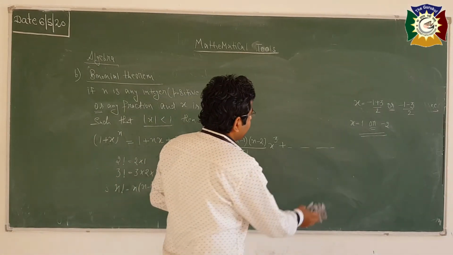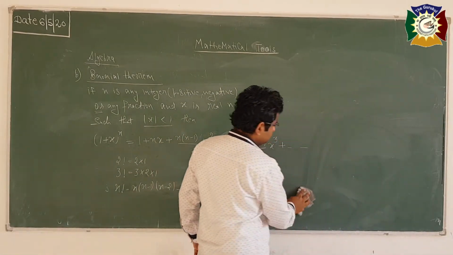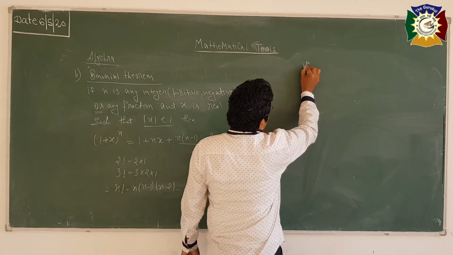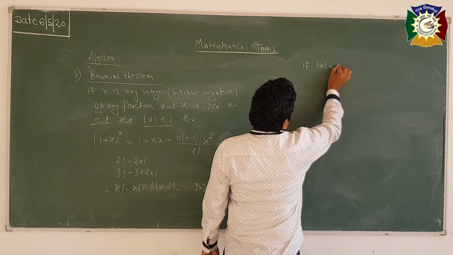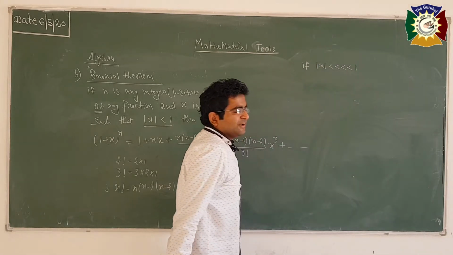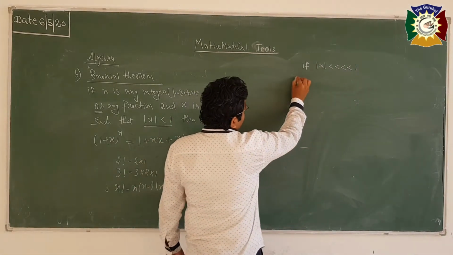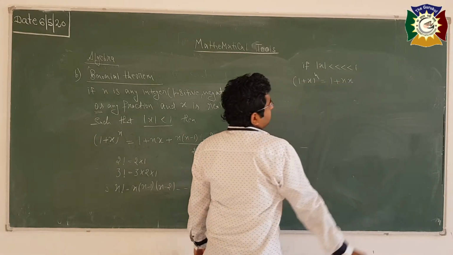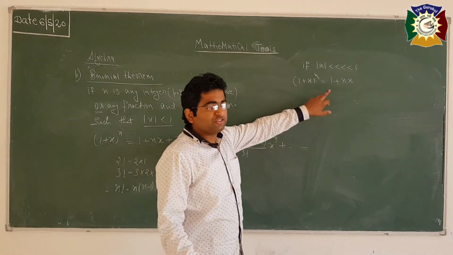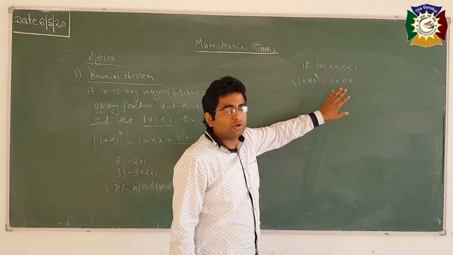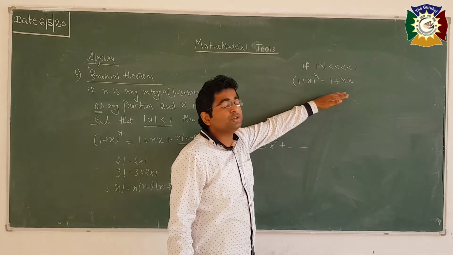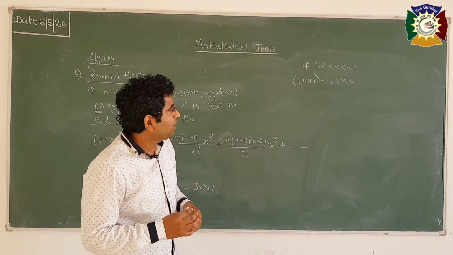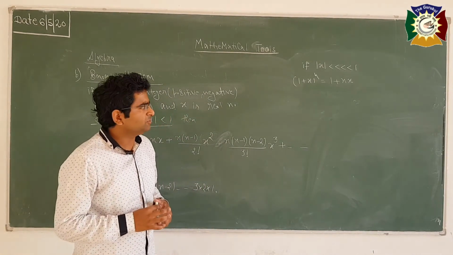Look, if x is very, very less than 1, then we can reduce 1 plus x raised to power n as 1 plus nx. And this type of expression you will use many times in your physics. This is the most important result in the binomial theorem, which helps you in understanding the physics many times.